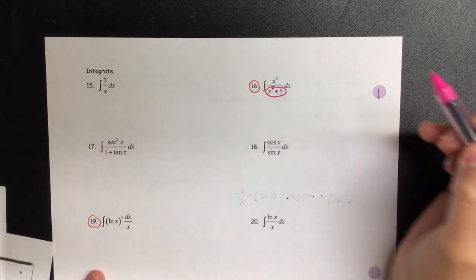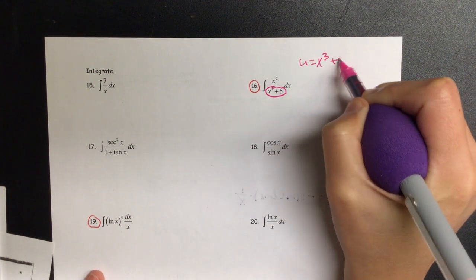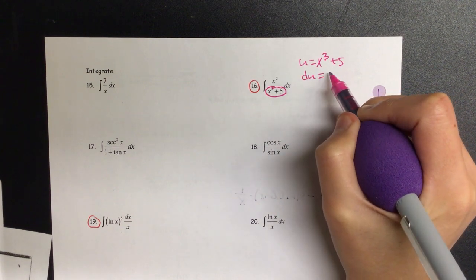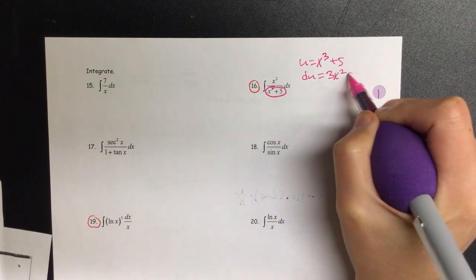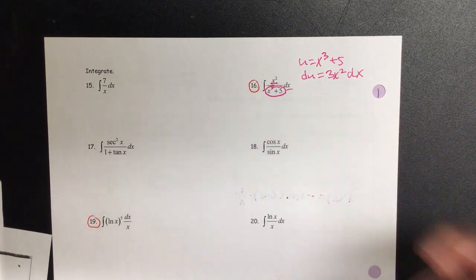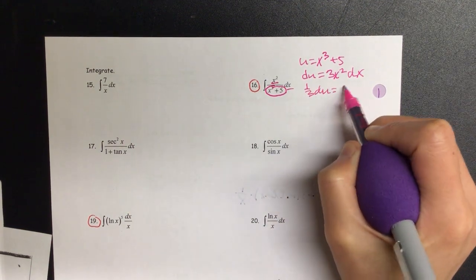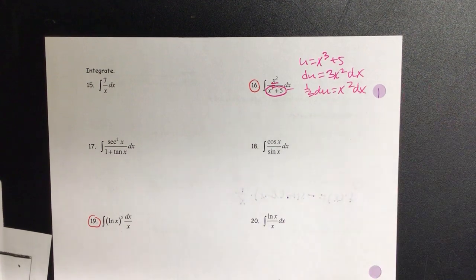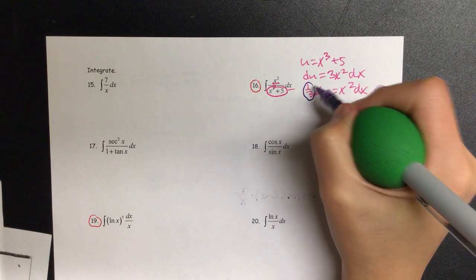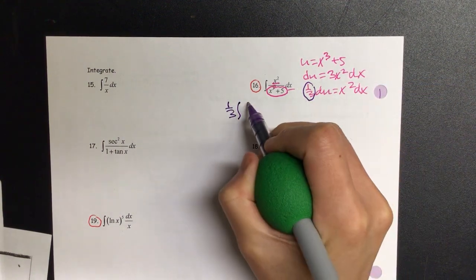So let's do u is equal to x cubed plus 5. And that will give us du as what? 3x squared dx. What do I need to move to satisfy the given from the original? 1/3. So we need 1/3 du is x squared dx. So now let's go ahead and rewrite our integral in terms of u. Let's bring the 1/3 in the front, which gives me 1 over u du.